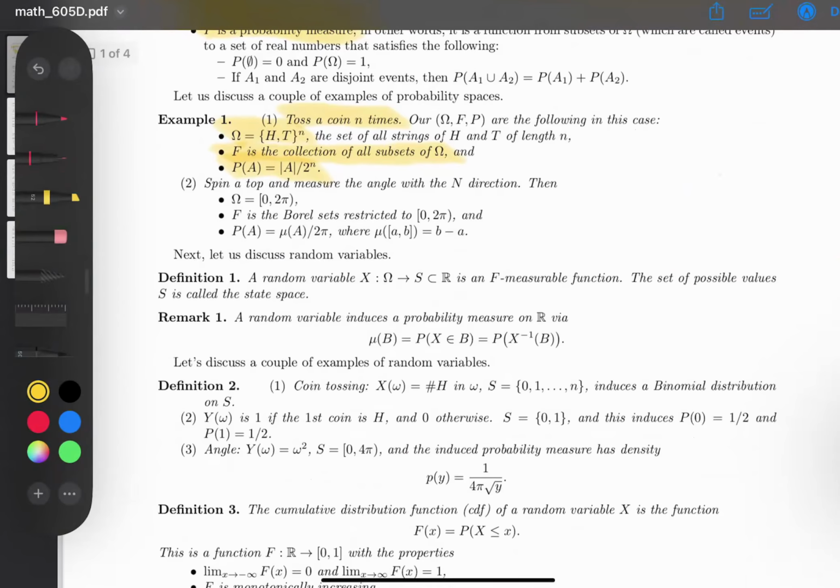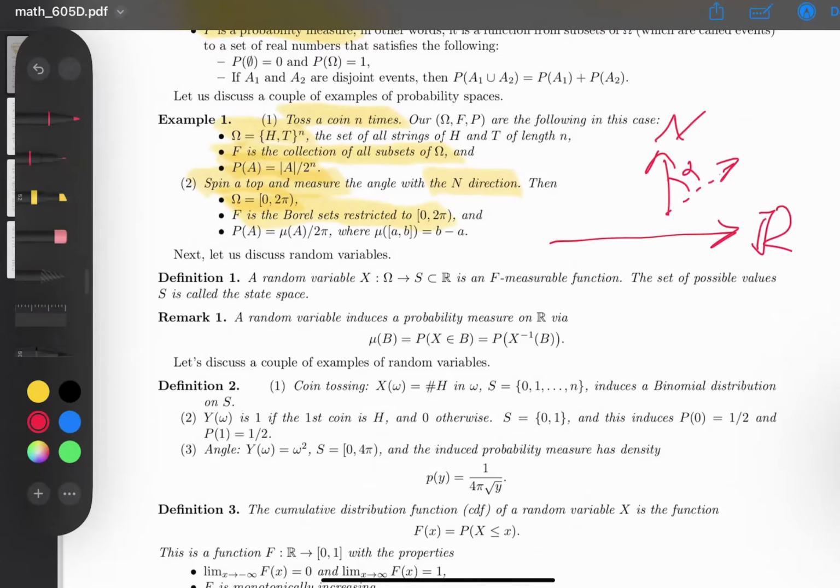Our second example is a spin. Imagine you have a compass and you have the north direction, and you randomly spin it. Let's say you're out there in a vacuum and you don't have magnetic fields, and you want to measure the angle that the arrow makes with the north direction. So let's say this is your arrow, dashed, and you want to measure this angle alpha. Then your sample space is going to be a continuum. It's exactly going to be the angle between 0 and 2 pi. The F in this case is going to be all Borel sets restricted to [0, 2 pi]. So here's the idea: you take the Borel sets on the real line R, and you just restrict them to be between 0 and 2 pi.